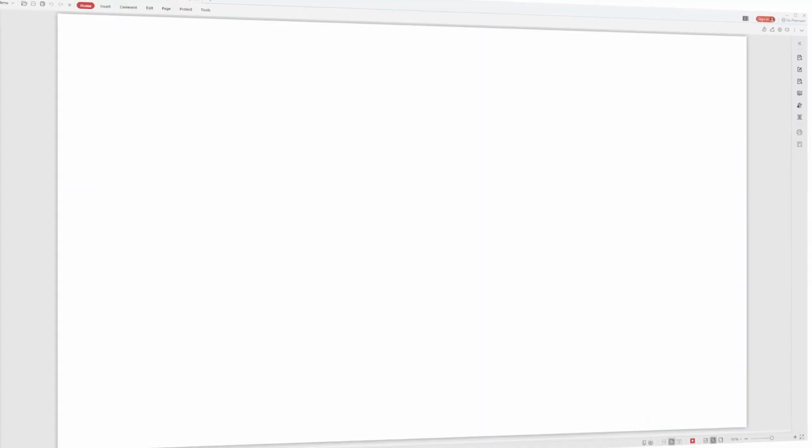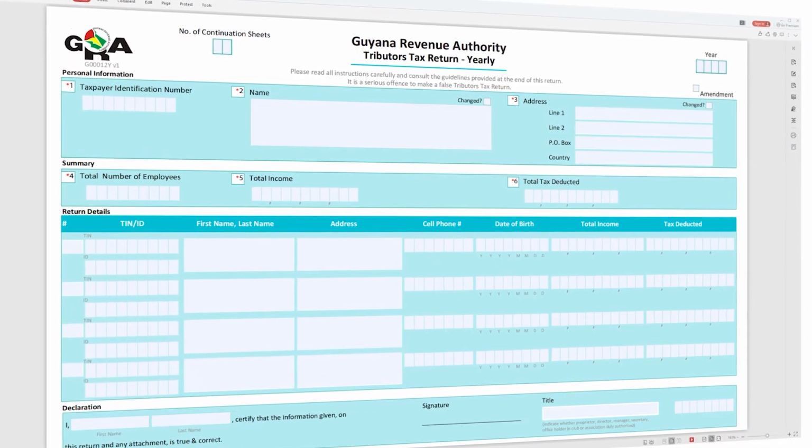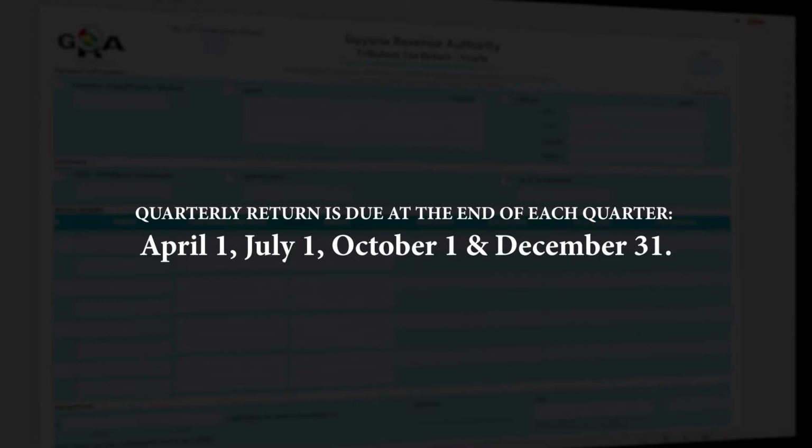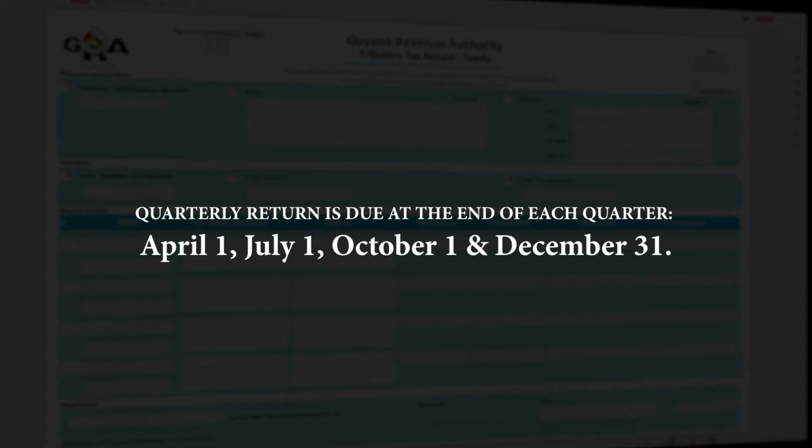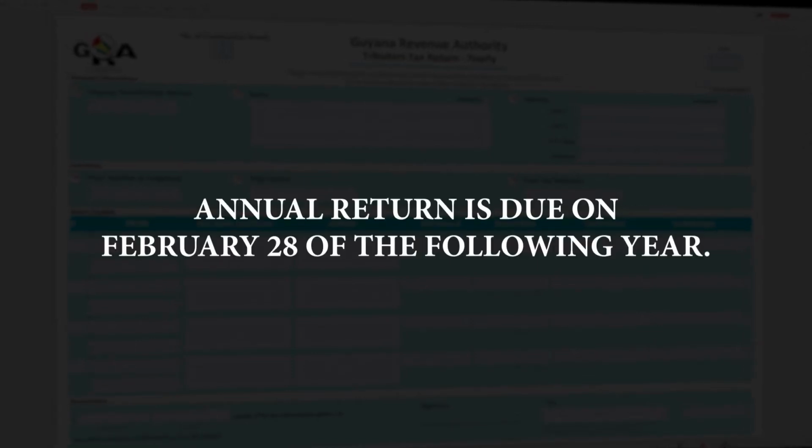This return must be submitted quarterly and annually. The quarterly return is due on the end of each quarter, that is April 1, July 1, October 1, and December 31, while the annual return is due on February 28 of the following year.